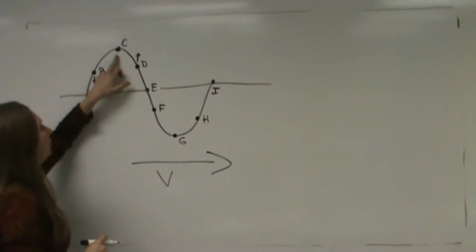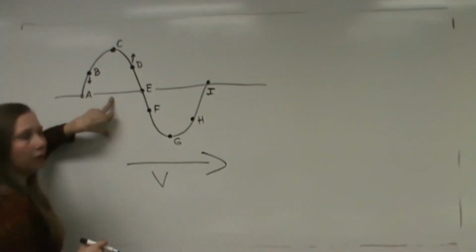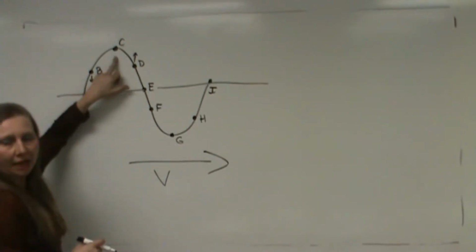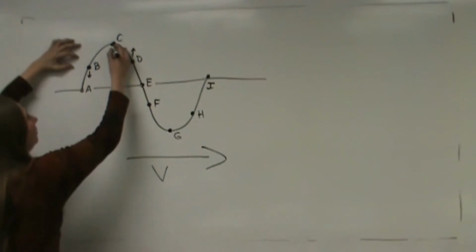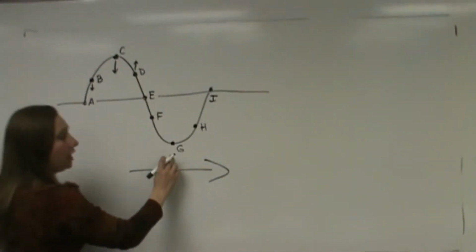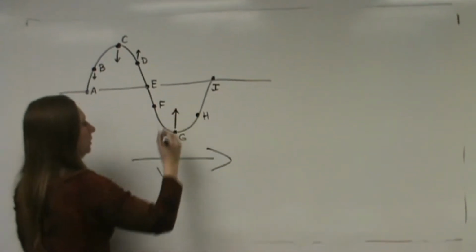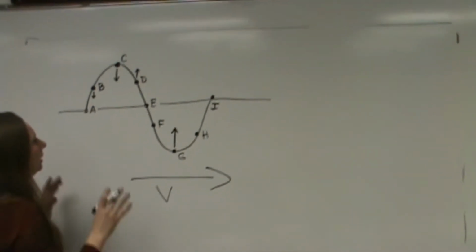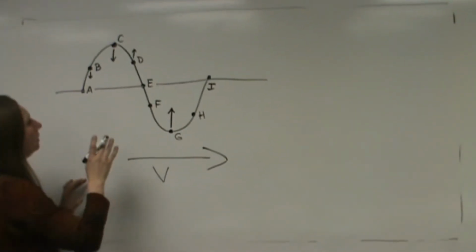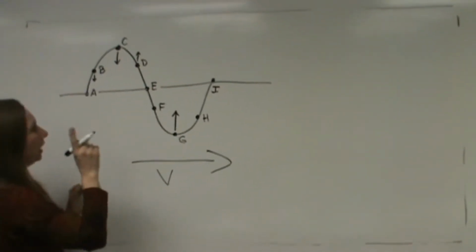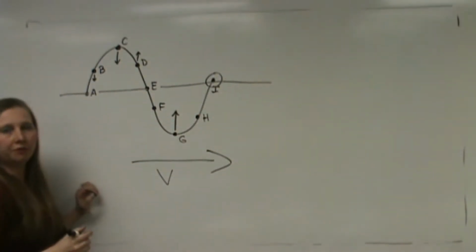Now, the same goes for C and G. C and G are the same distance from the equilibrium point. They're both at maximum displacement. But in the next instant, C will be heading down, while G in the next instant will be heading back up again. So I think you can see that none of these points are in phase. Now, I will cite one little exception here. A and I are in phase.